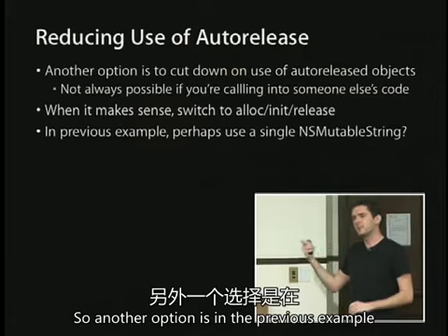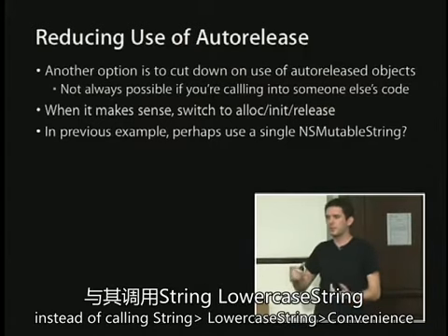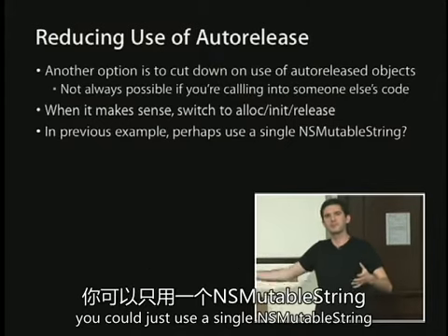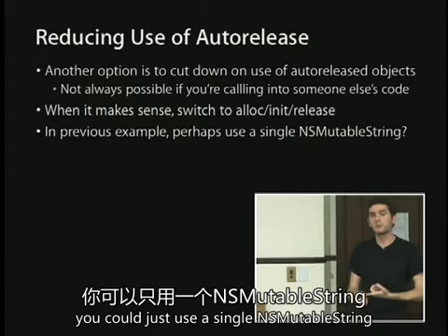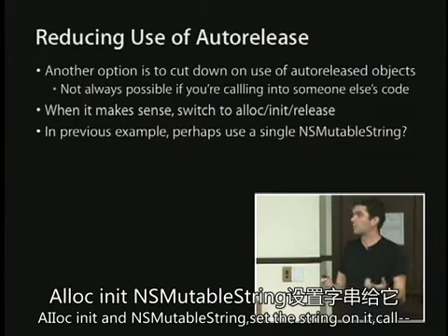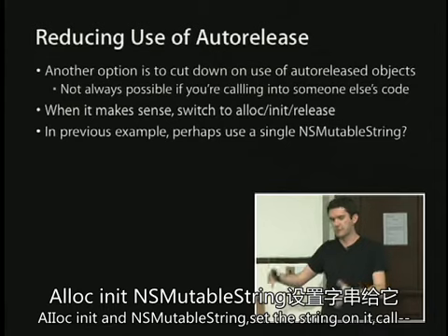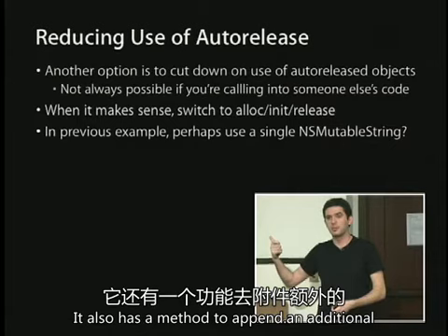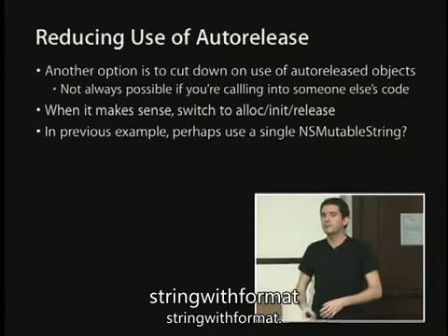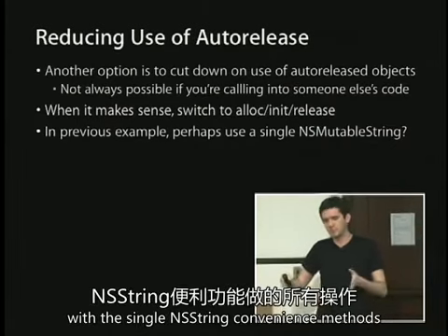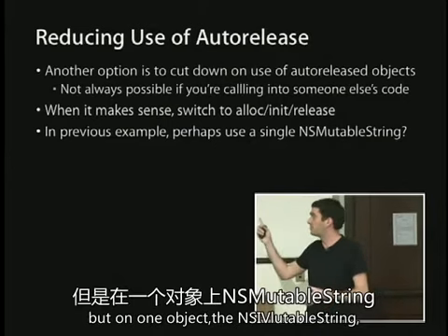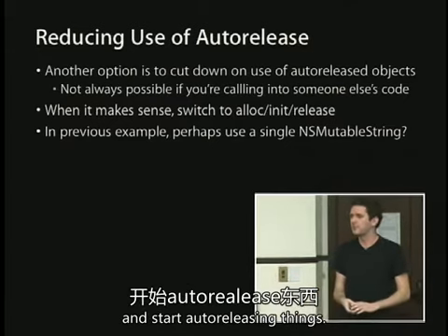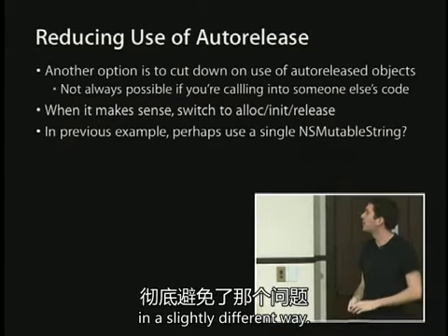Another option, in the previous example that we just looked at, instead of calling string lowercase string, the convenience method to lowercase the string, and then calling string append with format, you could just use a single NSMutableString for all of those operations. Alloc init an NSMutableString, set the string on it. NSMutableString can also lowercase its contents. It also has a method to append an additional string with format. So you can do all the operations that you were doing with the single NSString convenience methods, but on one object, the NSMutableString, which doesn't allocate any of this temporary memory and start auto-releasing things. So it avoids the problem entirely in a slightly different way.